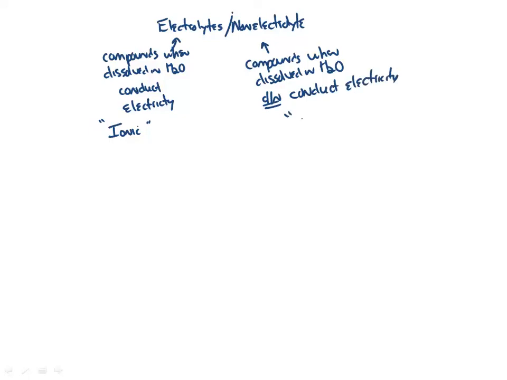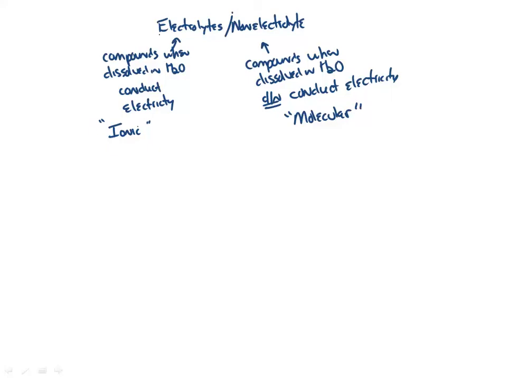And so these are generally molecular compounds. Now, of course, there are some ionic compounds that, when dissolved in water, won't conduct electricity, and there are some molecular compounds that, when dissolved in water, really will conduct electricity. So we're going to go deeper into those definitions and not just say it's ionic or molecular. We're going to add a couple of layers to that.